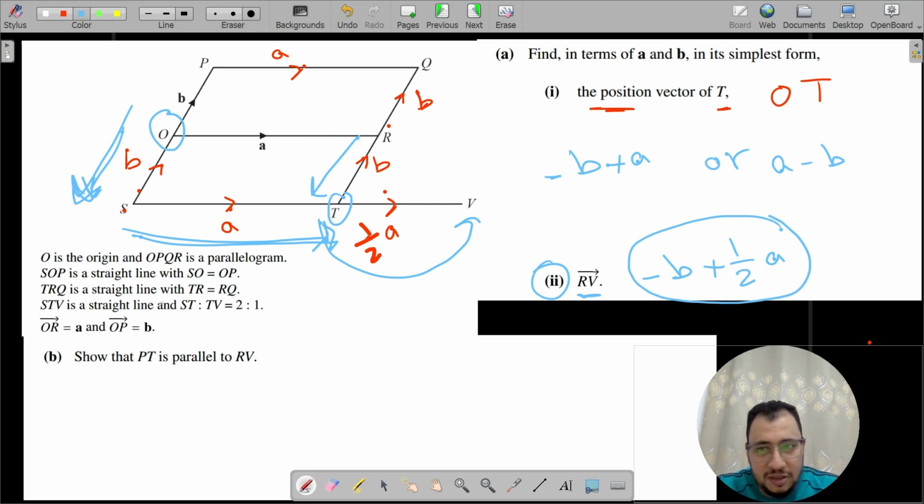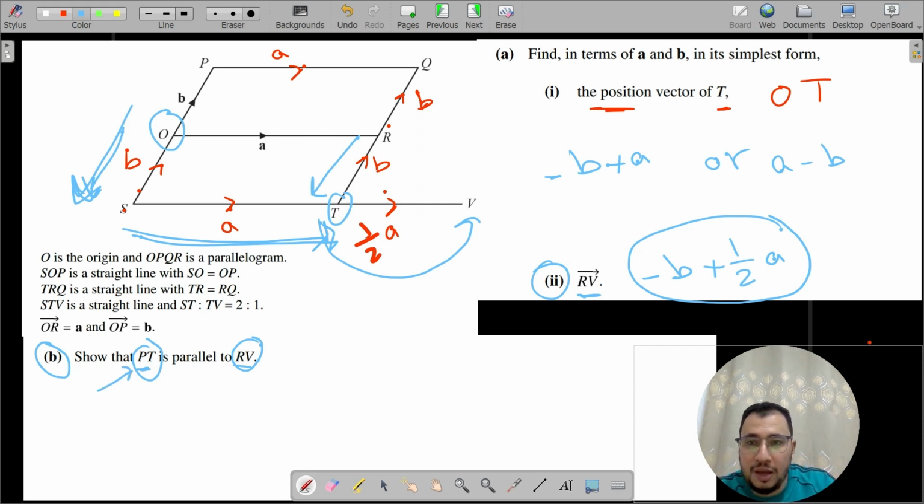Now, let's read question B here, and let's see how we can do that. Show that PT is parallel to RV. Remember, if you want to prove that one vector is parallel to the other, you must prove that one of them is a multiple of the other. What do you mean by a multiple? Multiply by 2, multiply by 3. It can be multiplied, it can be half of it, it can be a fraction of it. So anything, we have to get one vector out of the other vector. And let's find both together and see how we can do that.